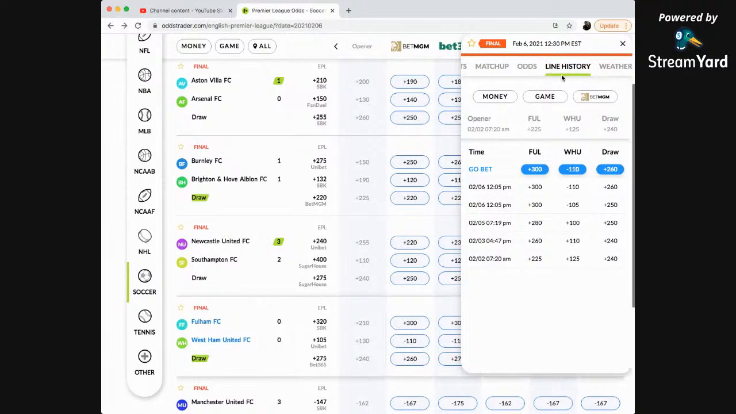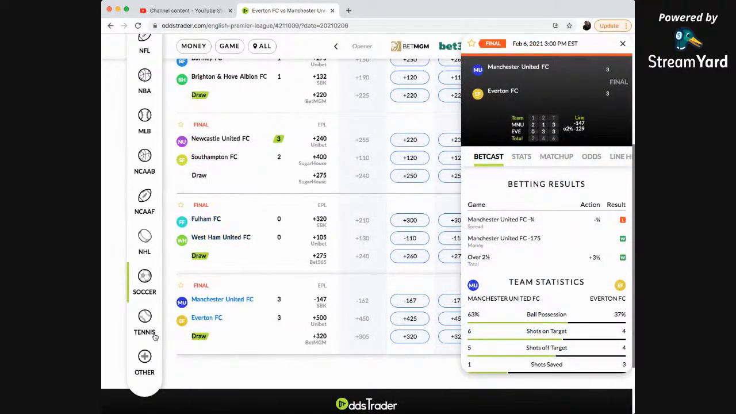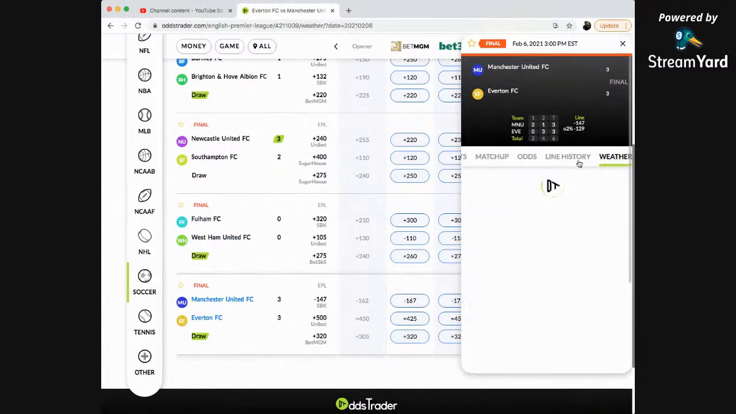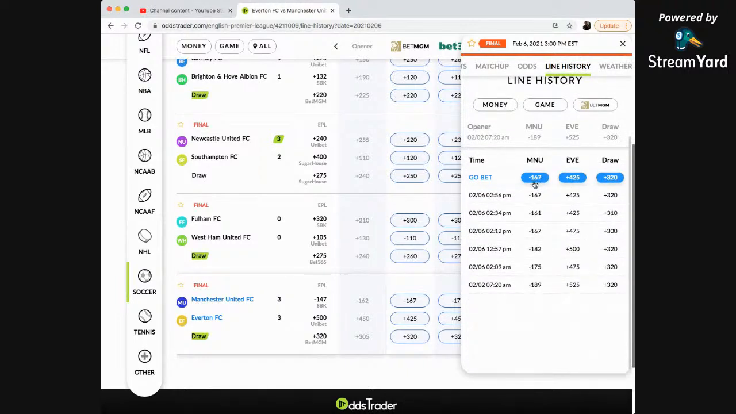All right. So let's move to Manchester, Everton. Okay. So line history. Whoops. Okay, this moves from minus 189 down to minus 167. So that would be a no play and a line that we could eliminate. This one moves from 525 down to 425. So that would be a potential line to focus on. And then the draw line basically does not move. It goes from 320 and stays at 320. So we couldn't eliminate two lines there. So that would be a no play.